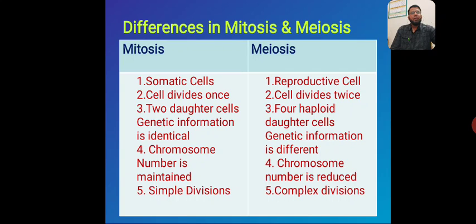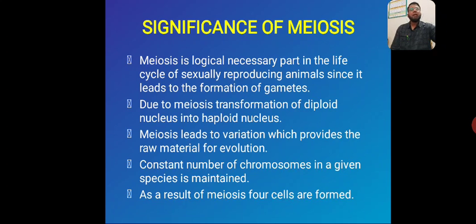In mitosis simple divisions take place: prophase, metaphase, anaphase and telophase. But in meiosis complex divisions happen, because prophase first has the longest duration and has 5 substages: leptotene, zygotene, pachytene, diplotene and diakinesis. So it is a complex type of division. And the last point is the significance of meiosis.